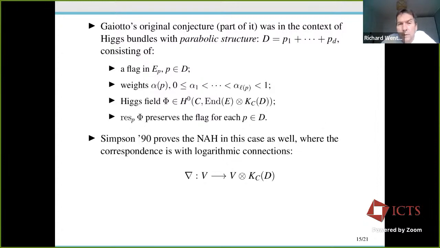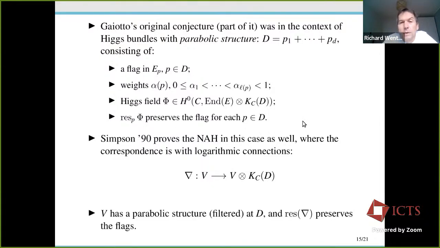Okay, so Simpson, of course, proved in a very famous paper the non-abelian Hodge correspondence in this context as well. And on the de Rham side, what you obtain, of course, are logarithmic connections, also with a parabolic structure, and maybe sometimes they call this a filtered structure, and that's a better way to say it. But in any case, we can think of it as a parabolic structure, and the residue of the logarithmic connection is also an endomorphism of the fiber, and that should also preserve the flags.